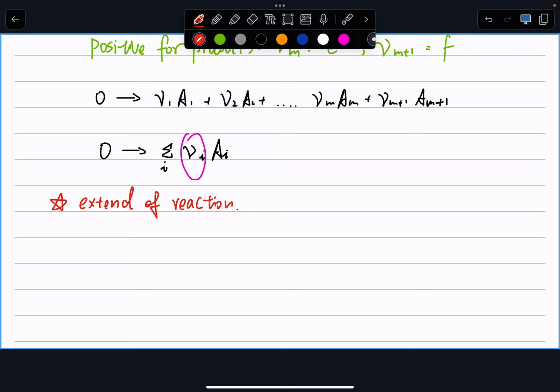This one is a Greek letter ξ. I'm not very good at writing it, but you get the gesture. So this is the extent of reaction. So that's the proportionality of reaction. So what does that mean? Say we have delta Ni equals the coefficient times ξ, the extent of reaction.